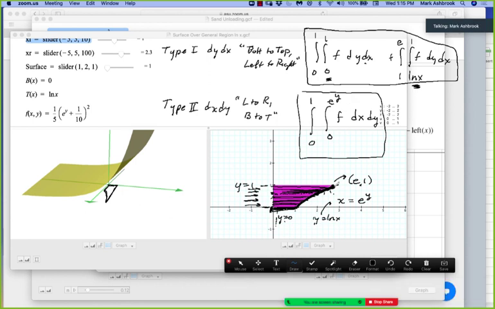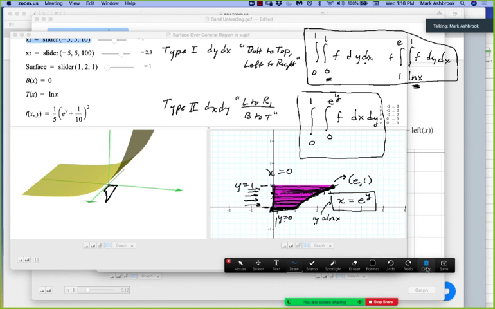Type 2, okay, left to right. Type 2 is left to right. The left is always x equals 0. There's no change for the whole span here. Do you see that? Yes. And the right, think of arrows shooting through left to right. The arrows will always enter at x equals 0. They will always exit this curve. There's just this one curve that all the arrows will exit out, and that's x equals e to the y. So the right side is e to the y. Does that answer it? Yes.